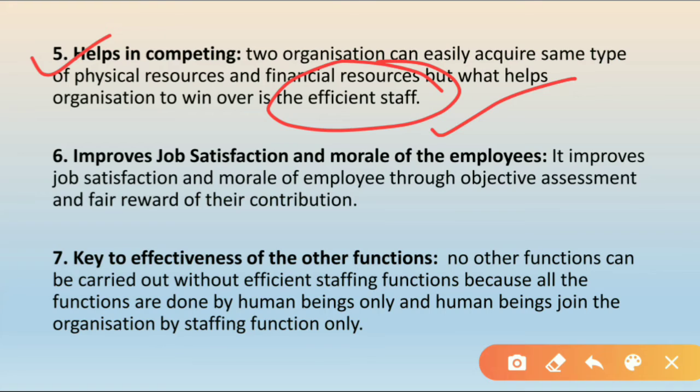So what is important for an organization? The main importance is to have an efficient staff. Efficient staff will definitely perform best, and they will compete in the market. It will help the organization to grow and survive in the market. And when the organization survives in the market, reaches new heights and grows the business, then it can definitely compete with the other organizations in the market, right?